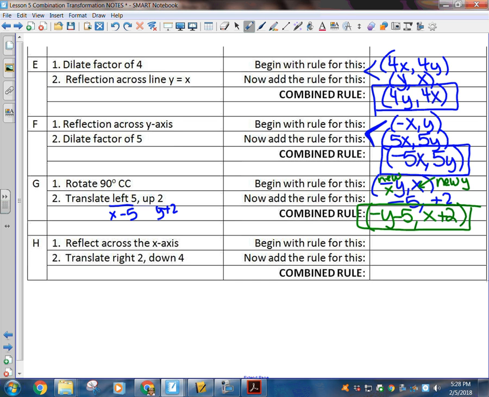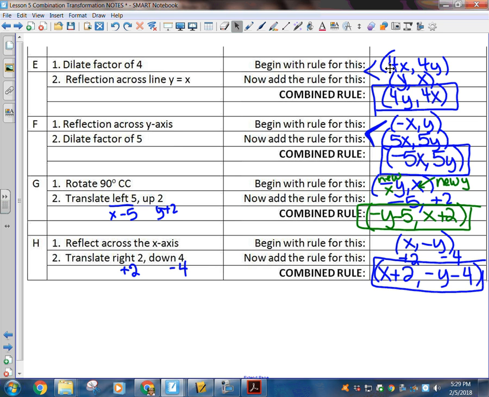Okay, so y's were in the front because they're a new x. Reflect across the x-axis. So if you go above the x-axis to below the x-axis, the x's stay the same, y's change. Then we're going to translate right 2, that's plus 2, and down 4, which is minus 4. So if I plus 2 and minus 4, I'm going to end up with x plus 2. Notice that x's are in the front position, they didn't change. And the opposite of y was done first, so I have to keep the negative with y, and then subtract 4.